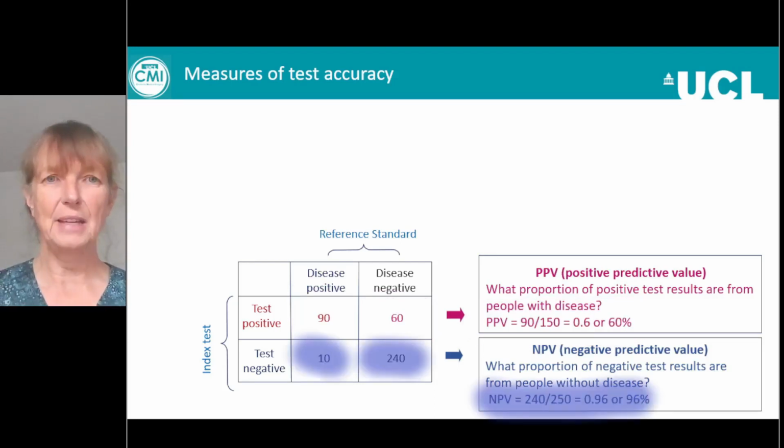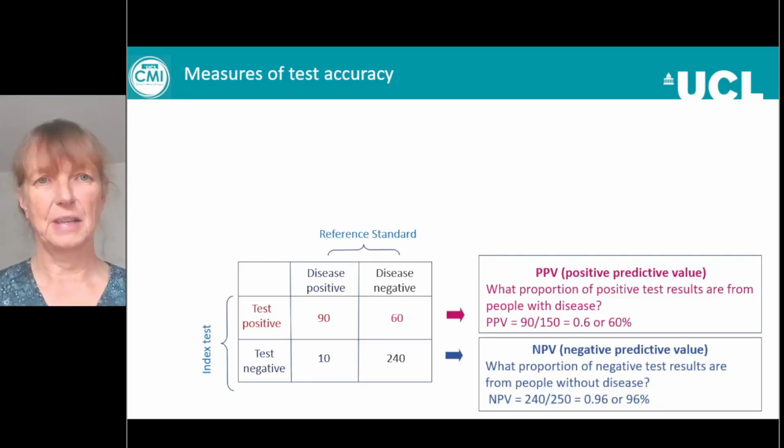The paired result that you need if you're going to use PPV is NPV. So this is a negative predictive value. So what proportion of the negative test results are from people without disease? And again, what you're going to do is take the people with an index test negative result who don't have disease, and you express those as a percentage or a proportion over the total number of people where the index test result is negative. Okay, so 240 over 250, or 0.96 or 96%.